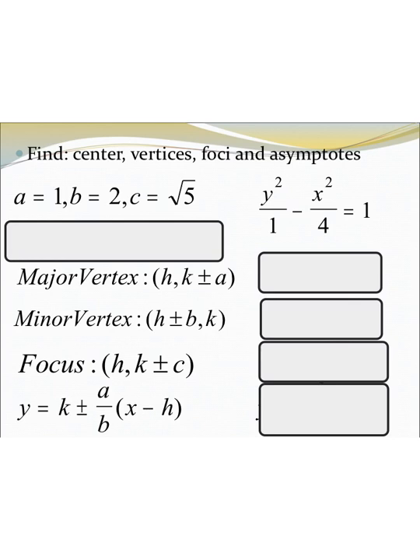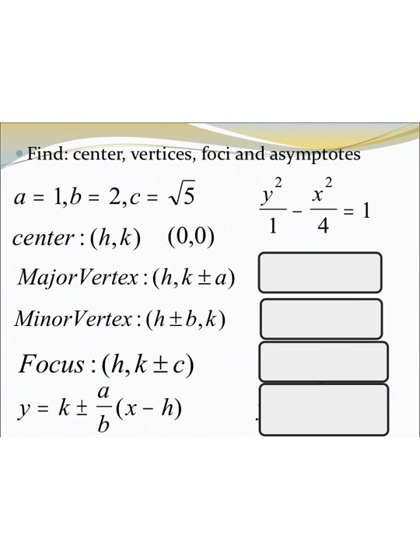Again, notice a was under our y squared variable, so a is the square root of 1, whereas b is the square root of 4. Then using our equation, the square root of a squared plus b squared, we can find our c value. Now that I have my a, b, and c values, I can also identify my center. Since we have just a y squared and an x squared, our center is going to be the point (0, 0).